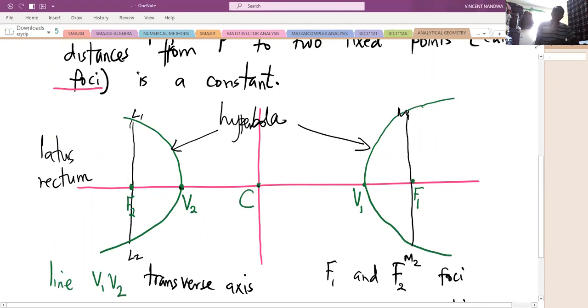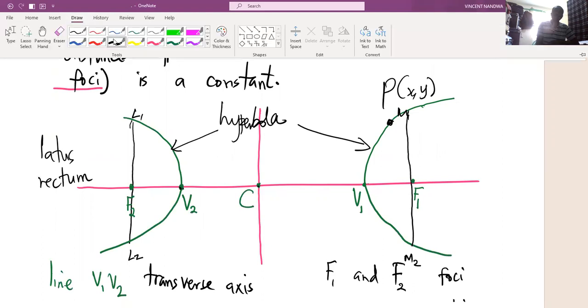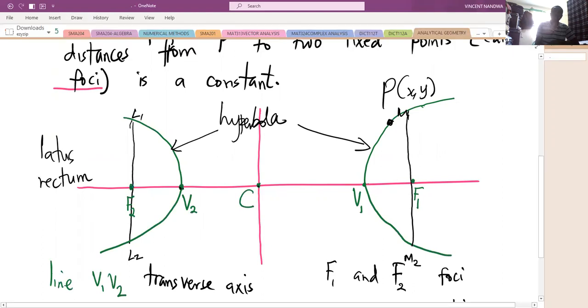So we are saying that if you pick a point, say P(X, Y), and you measure the distance from P to F2 and to F1, then the distance from P to F2, when you subtract the distance from P to F1, gives a constant. That's what the definition of hyperbola means. So I'm going to use that aspect to derive the equation of the hyperbola with the transverse axis along the x-axis.